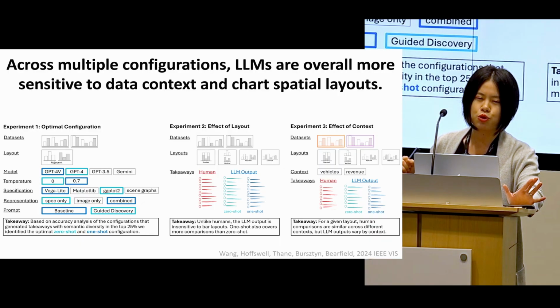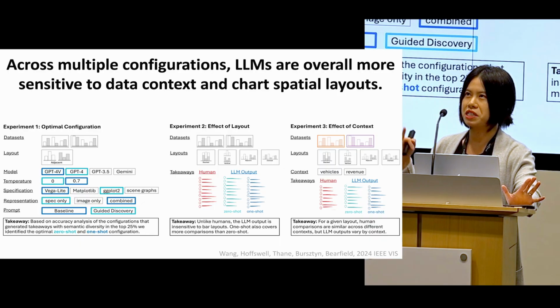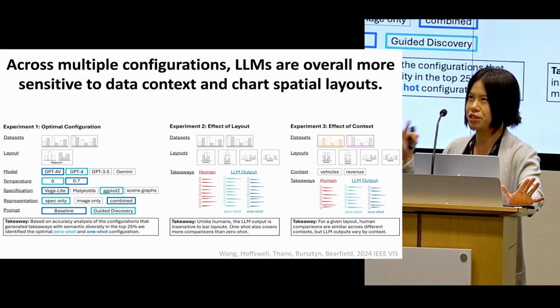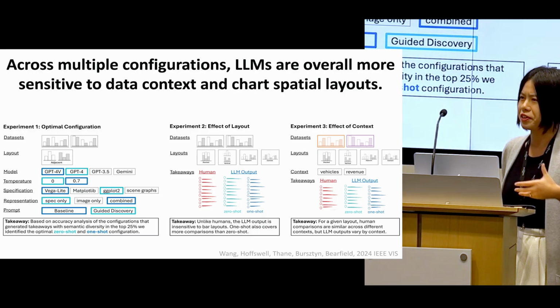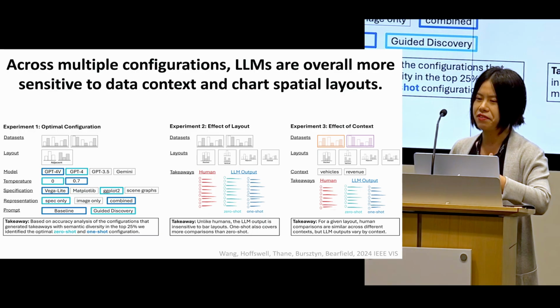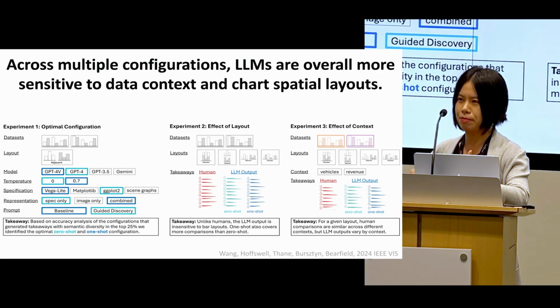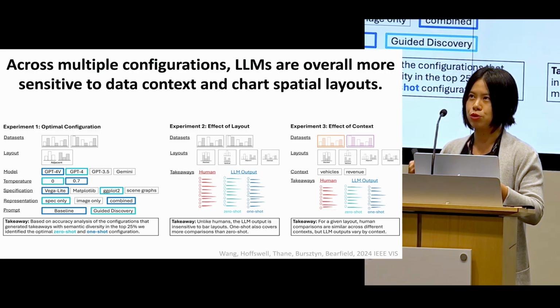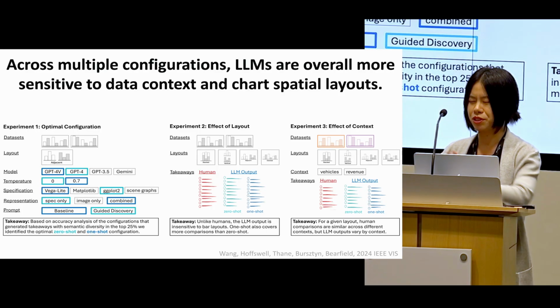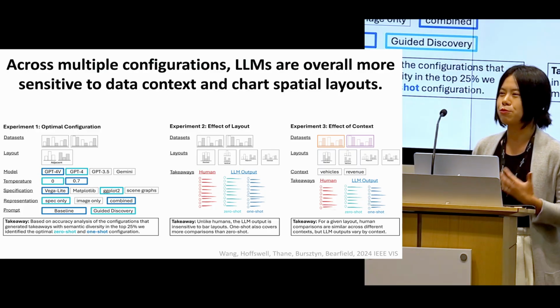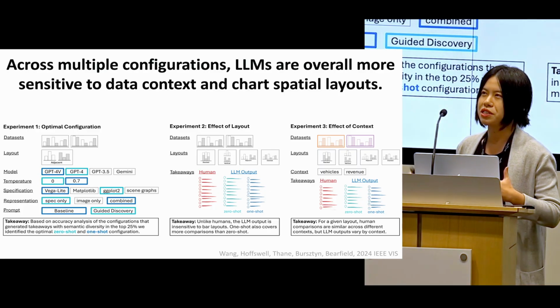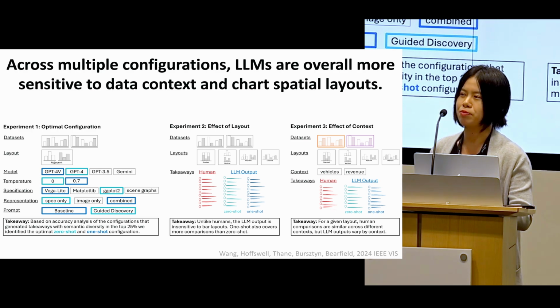And we tried multiple configurations: different models, different temperatures, different specifications, like what kind of code we feed the LLMs, whether we give it the visual, the code, or a combination of both, and different types of prompts. We didn't try the whole prompt space because we can't, but we tried a wide range of configurations, and it just did not perform similarly to humans across the board.